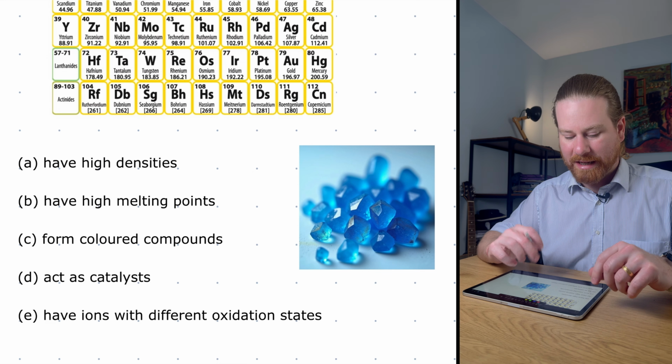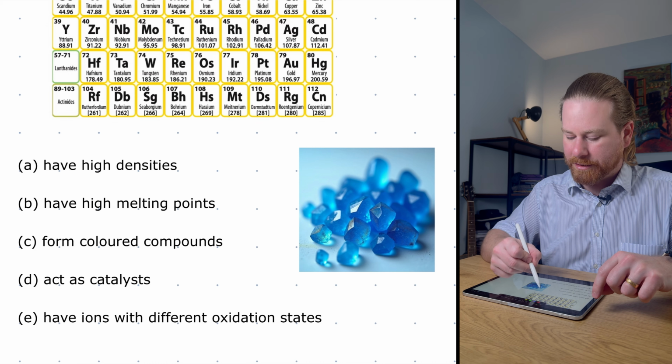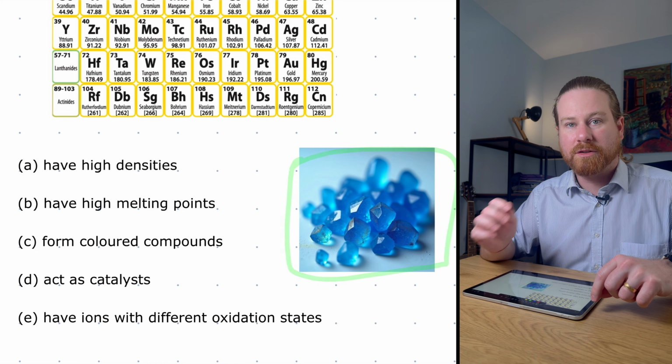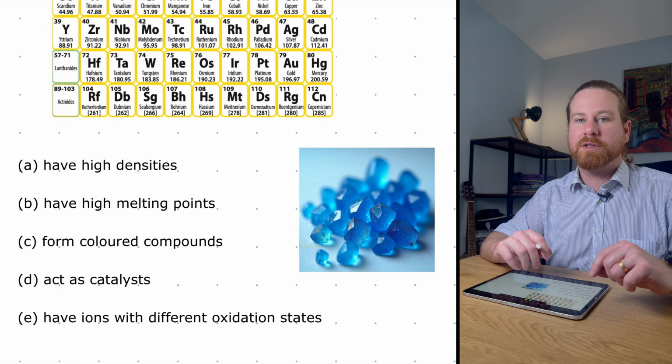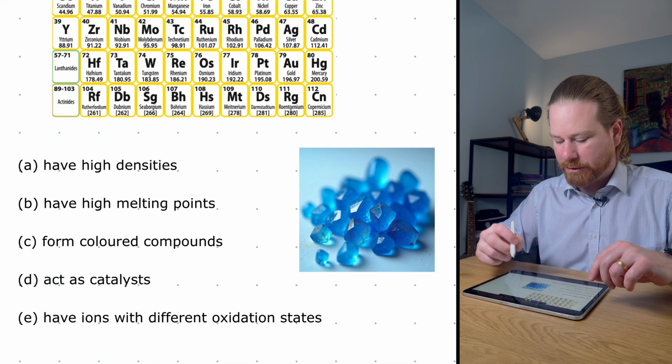Okay, on to a few slightly less obvious properties with these final three. They form colored compounds. This means when they're bonded with other things, usually non-metals, they have some lovely colors. Here, this is copper sulfate crystals. Copper sulfate crystals and a copper sulfate solution are this lovely blue color. Pretty much most of them, when they're bonded to a non-metal, have these lovely colors. And because of this, they're used as paint pigments.